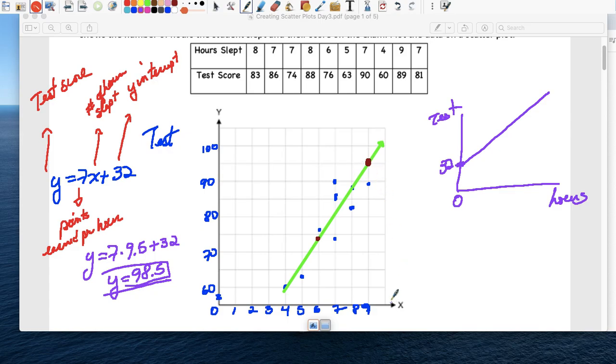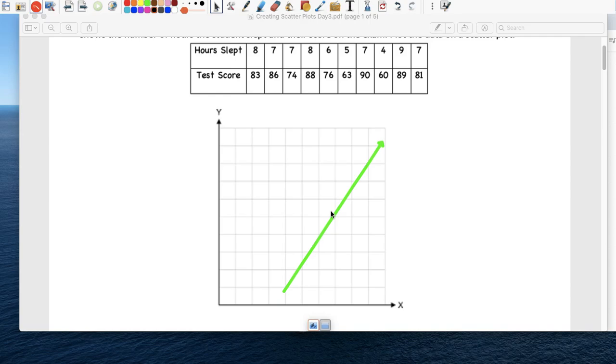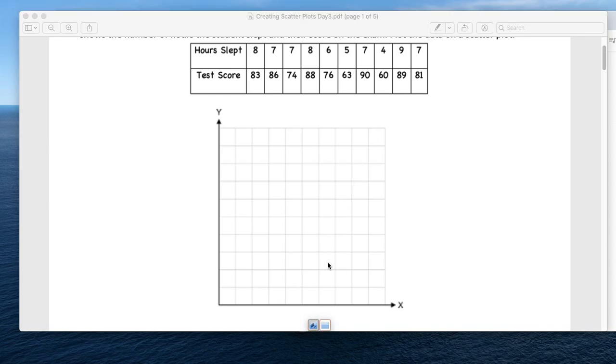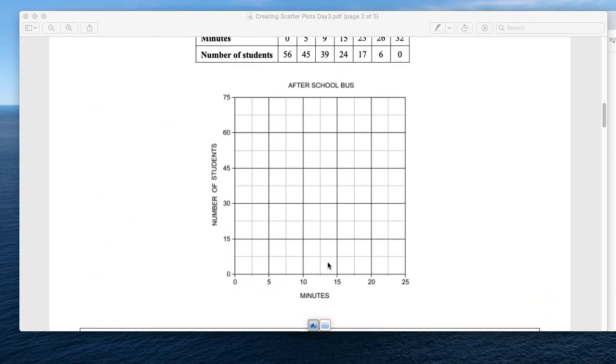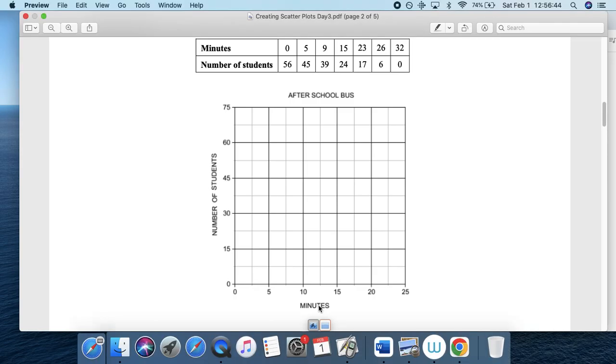Okay. What does each variable represent? Again, we already talked about that. X is the number of hours, and Y represents the total amount of points you got on your test. Okay. So that was the first page. And then if you turn the page over, we have a similar situation. And I'll do it again.